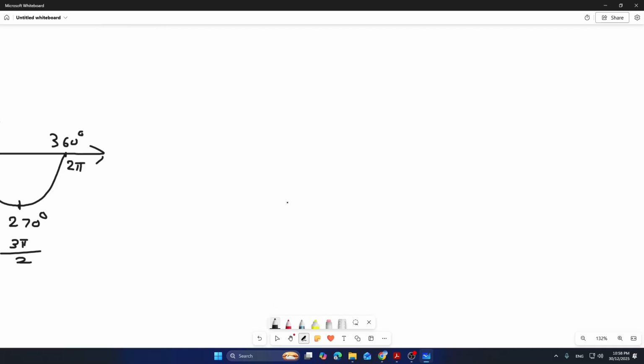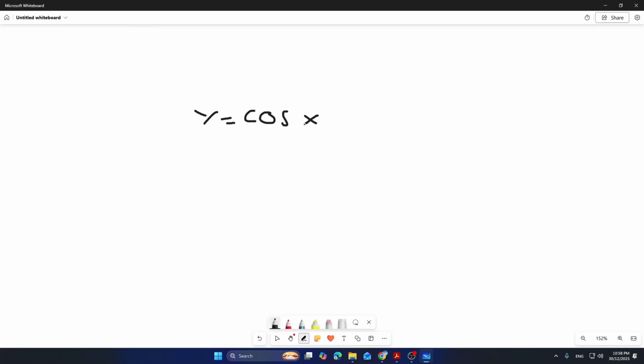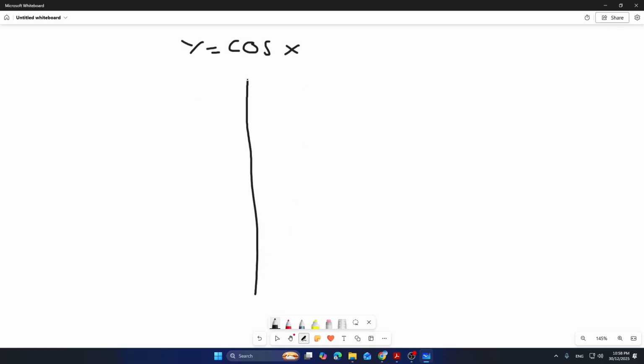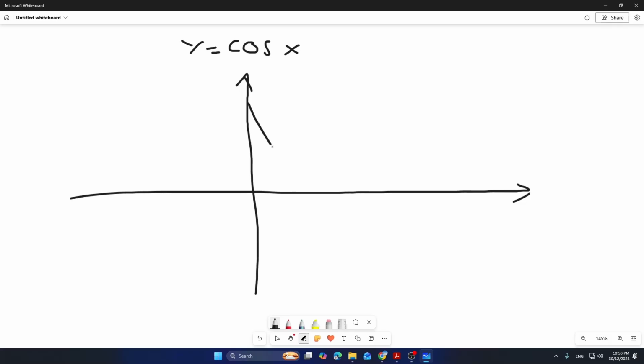Now let's go to the cos graph. So we have y equals cos x. So let's draw that. Cos is a little different. It starts up, comes down, and comes back up like this.